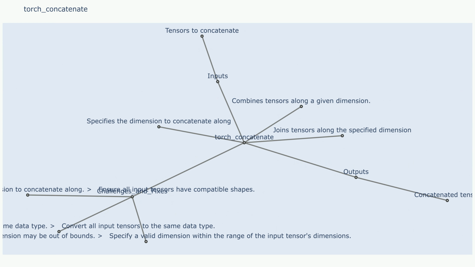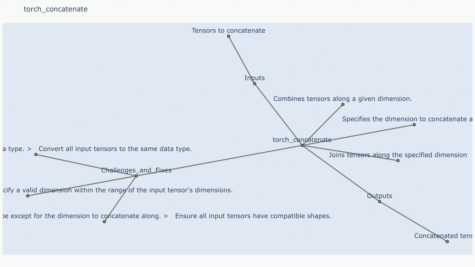Steps. Step 1: specify the input tensors to be concatenated. These tensors must have the same data type. Step 2: provide the dimension axis along which the concatenation should occur. This axis is specified as an integer.